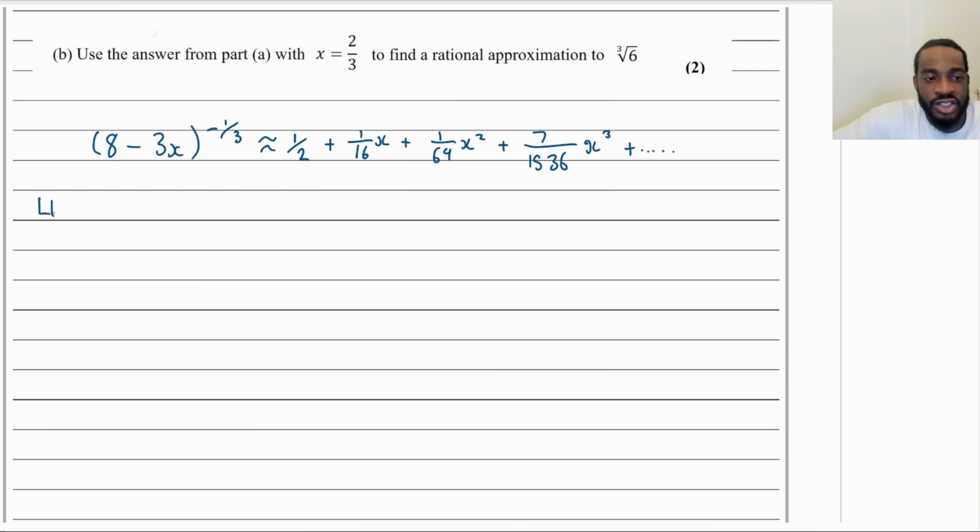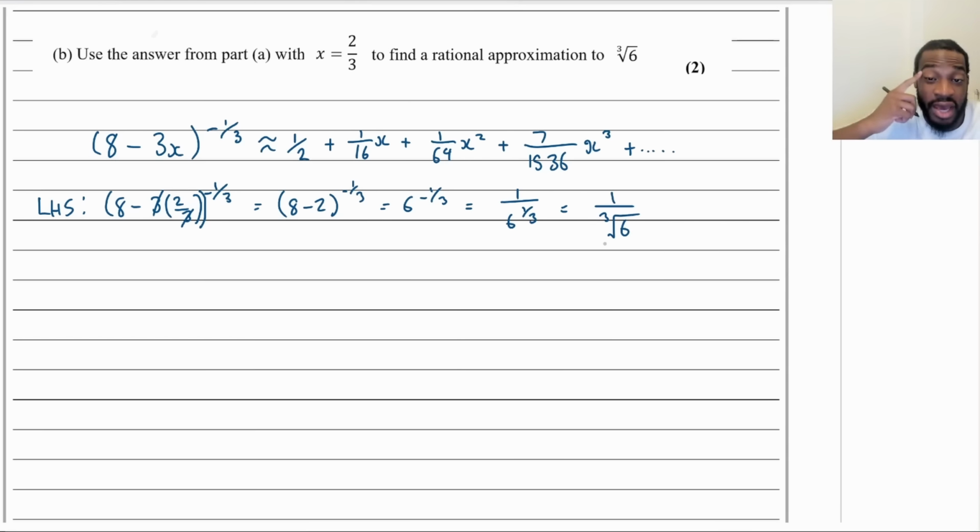So if I write LHS for the left-hand side, it's going to be (8 minus 3 times 2/3) to the minus a third. Put an extra bracket there. This is going to become 8 minus 2, to the minus a third, and then this is 6 to the minus a third, which from my index rules is 1 over 6 to the third, which is just 1 over the cube root of 6. Okay, so that is the left-hand side, 1 over the cube root of 6.